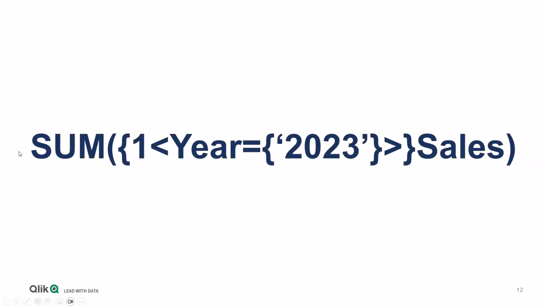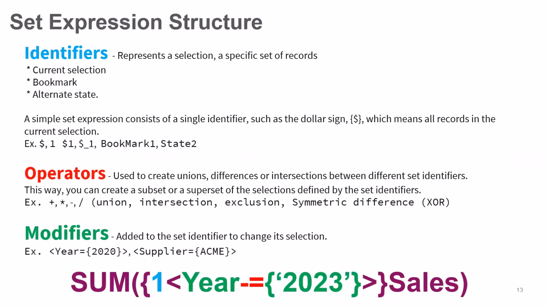Okay, so this is just an example of a set analysis expression where you have your aggregation, in this case sum, you have your measure, in this case sales, and then you have your set expression in the middle. And they're encapsulated by curly braces, angle brackets, and then elements and so forth. And we could break that down as the set expression structure. And you can see I color-coded this to make it a little bit easier, right?